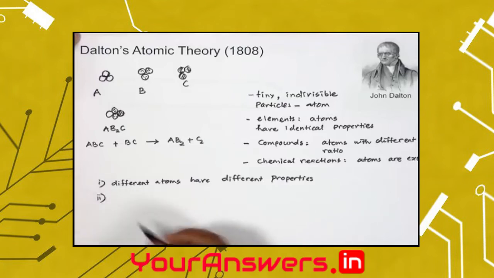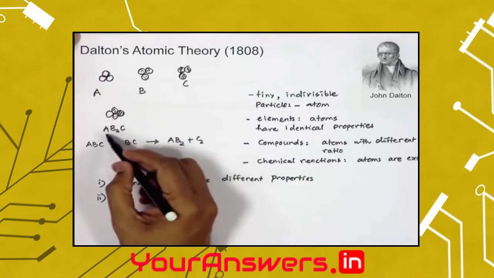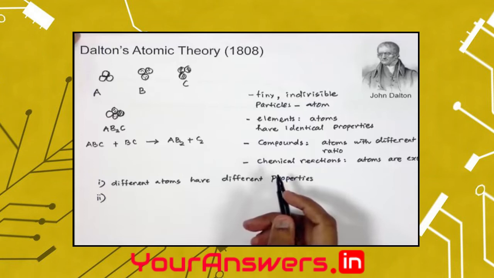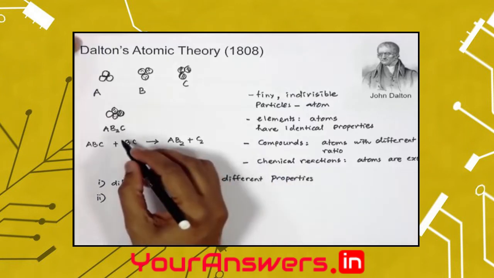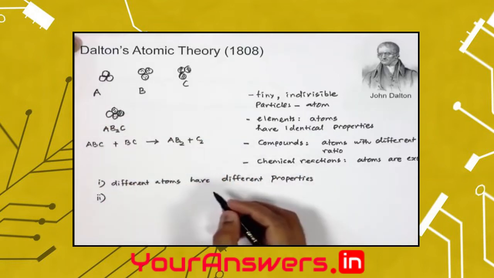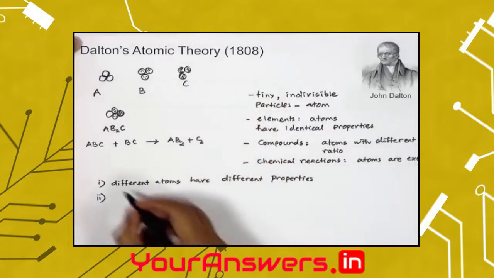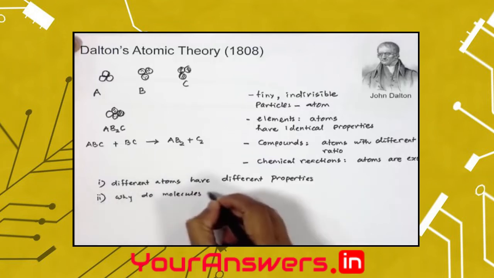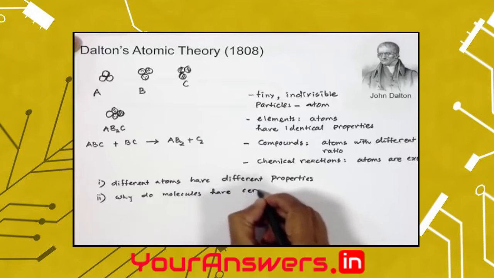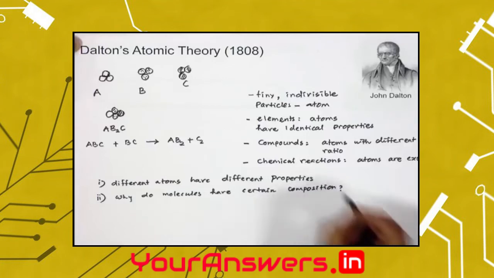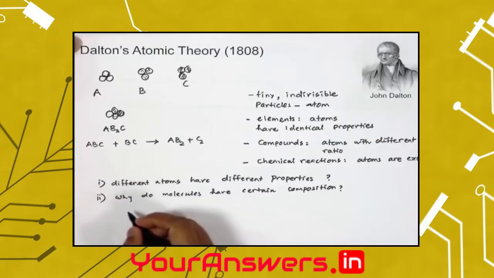Then here, for example, I wrote down this molecule called AB2C. Suppose this AB2C molecule exists. What Dalton's atomic theory did not explain is why a certain composition or a certain ratio of these elements forms a particular molecule, and why the other compositions are not stable. Why do molecules have a certain composition, and why not some other ratio? These questions were not explained by John Dalton's atomic theory.